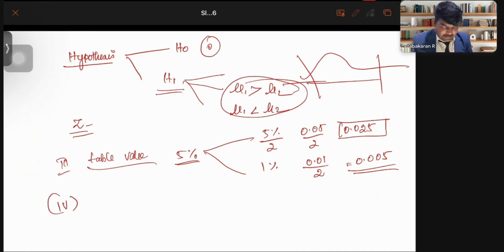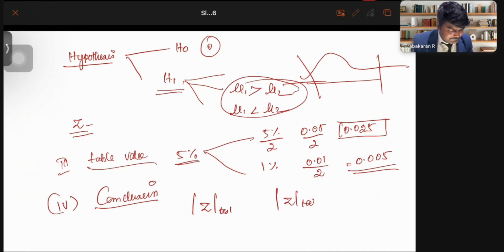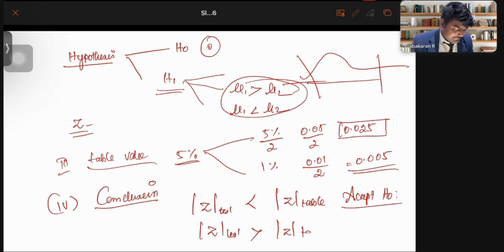The fourth step is the conclusion. In the conclusion, we have to compare the z test value with the table value. If the table value is greater than the test value, accept H0. H0 says there is no significant difference between the sample mean and the population mean, or the two sample means are equal. In other cases, if the z test value is greater than the z table value, accept H1.